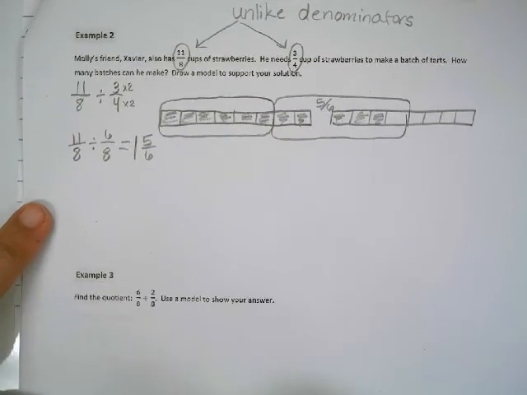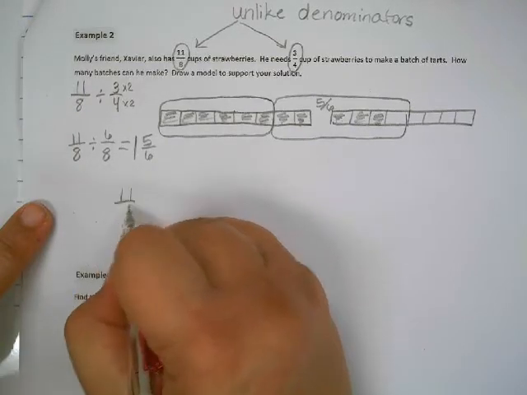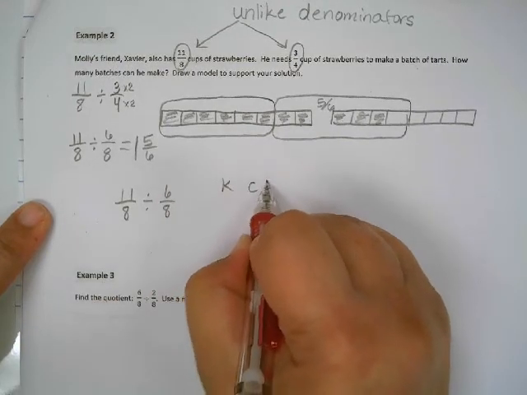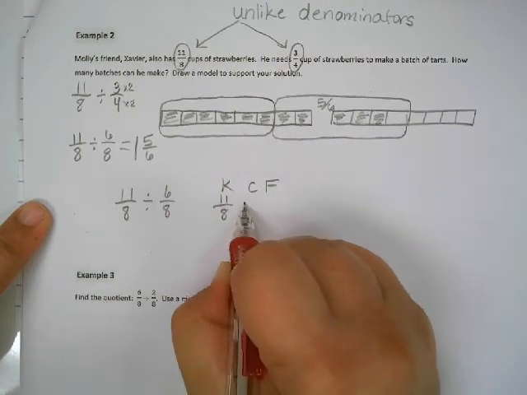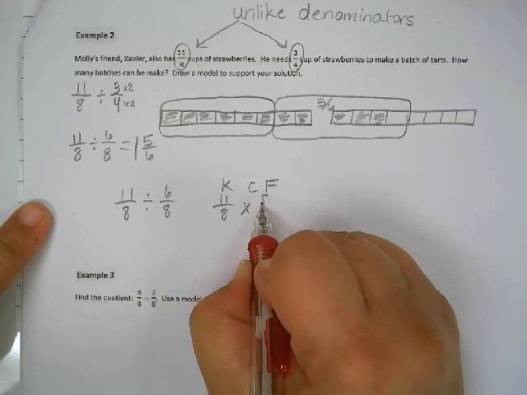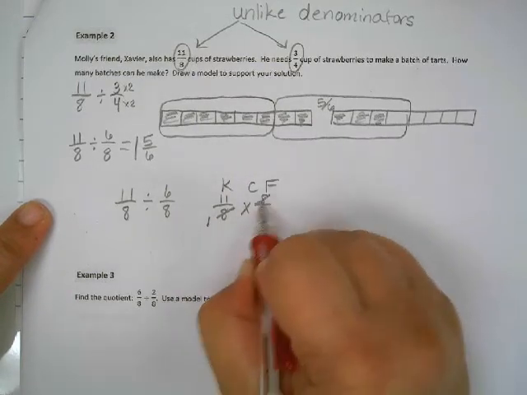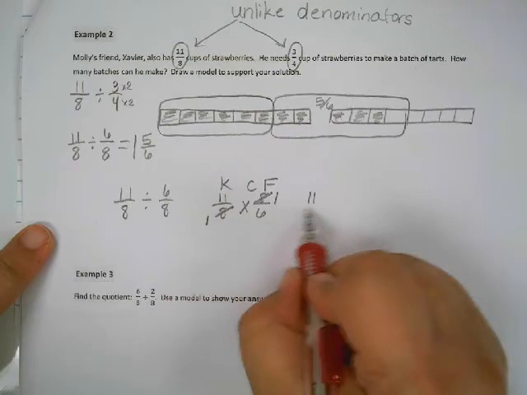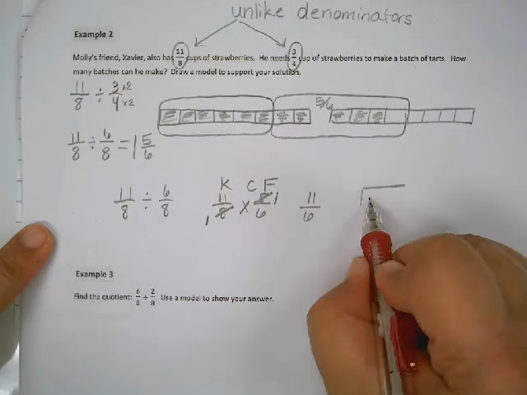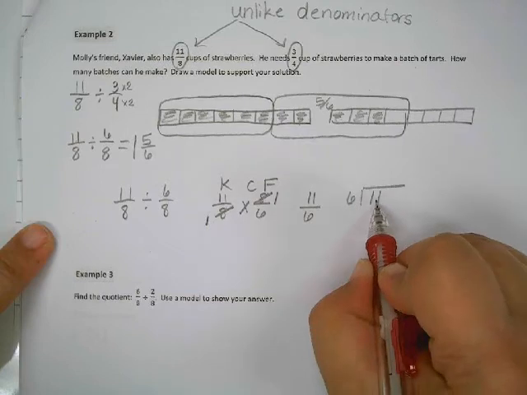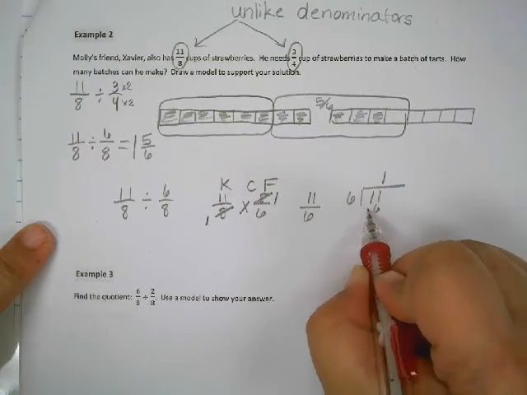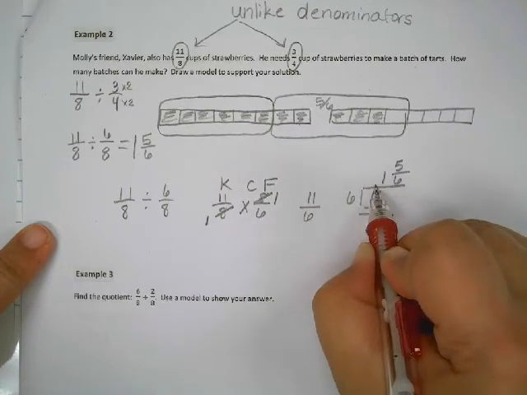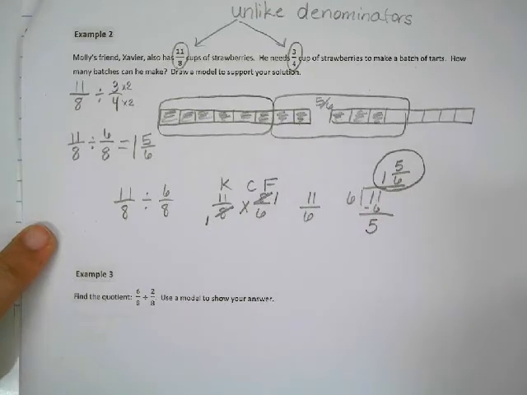I can also do my keep change flip. So if I have 11/8 divided by 6/8, I can do my keep change flip. So I keep my 11/8, change it to multiplication, and change it to 8/6. Cross cancel, make both of those 1. 11 times 1 is 11. 1 times 6 is 6. Then I divide 11 by 6. How many 6's are in 11? 1. Subtract. I have 5 left over, so my 5 goes over my same denominator, so it's 1 and 5/6.